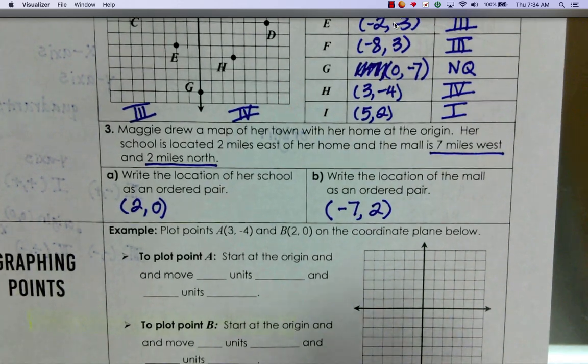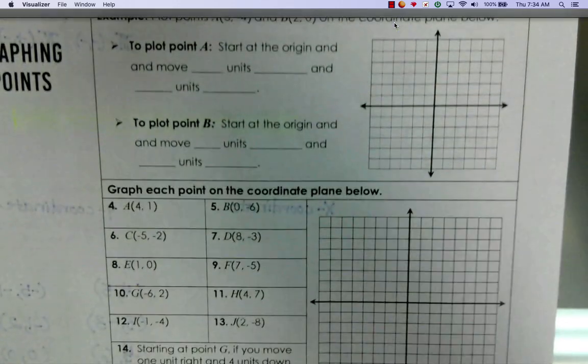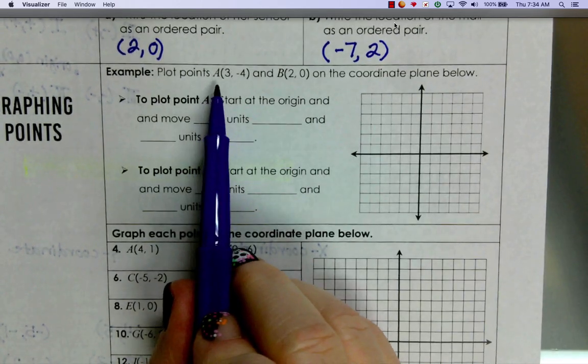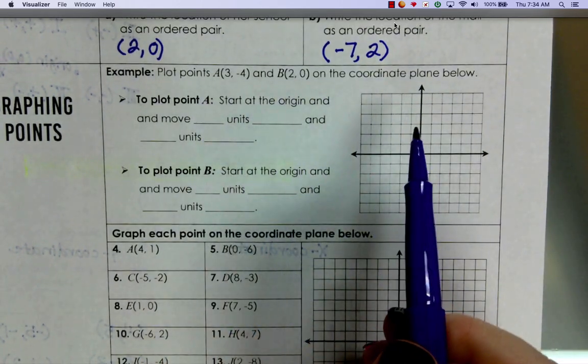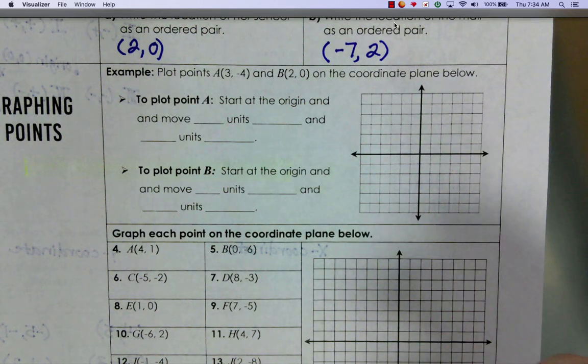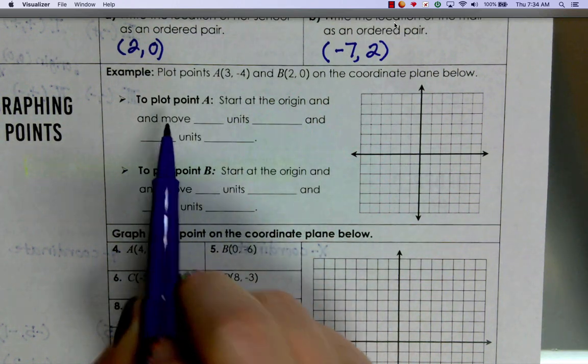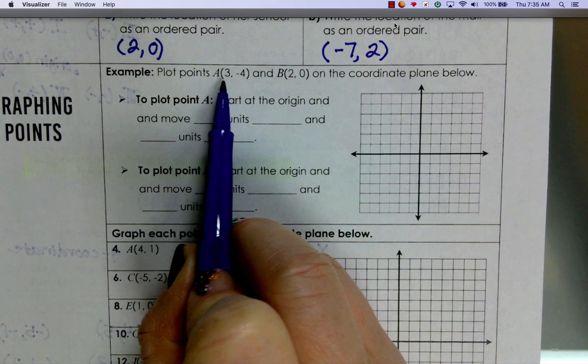Let's look at some examples here. More graphing points. So plot points A and B on the coordinate plane, okay? So we're going to walk through what this looks like when we actually plot points. We're going to think out loud. So to plot point A, start at the origin and move where? Well, A is positive, right?